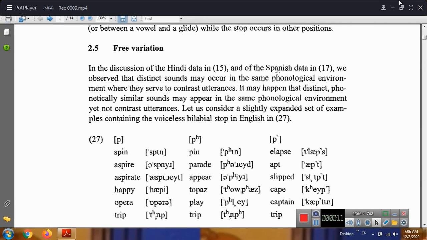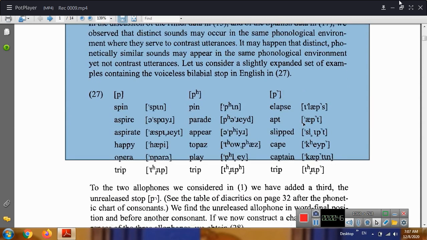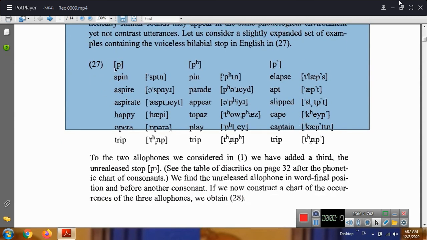In the discussion of the Hindi data in 15 and of the Spanish data in 17, you can refer to such data. We observe that distinct sounds may occur in the same phonological environment when they serve to contrast utterances. It may happen that distinct, phonetically similar sounds may appear in the same phonological environment and not contrast utterances. Here we can see this process in this data.